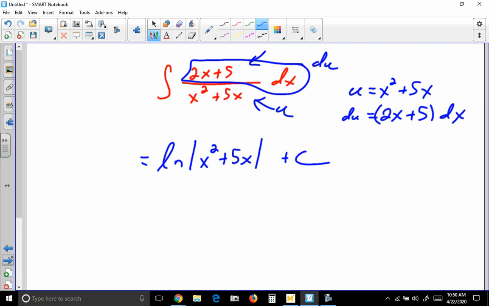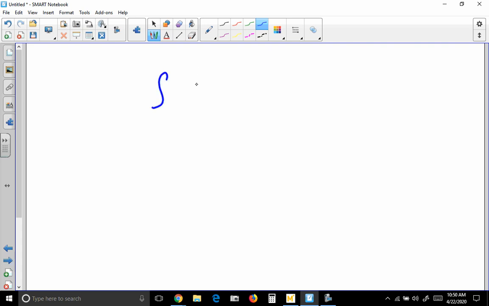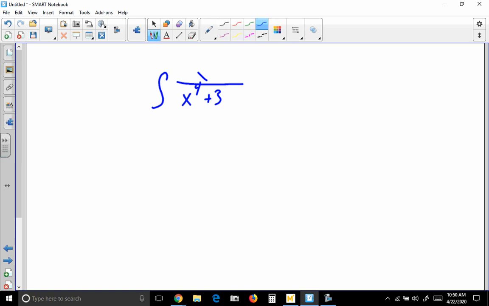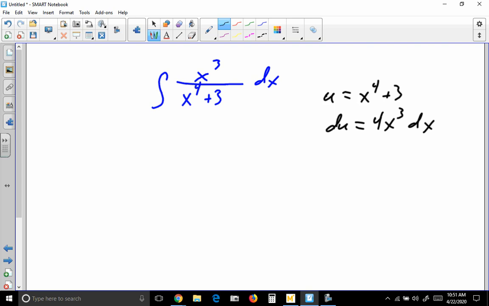Now, occasionally, we'll run into a case where we might not have the same coefficient on top, might not have the coefficient we need. For example, if we let the denominator here be u, then du would be 4x cubed dx. Excuse me. So we have the x cubed in the dx part. What we don't have is the 4. But we've illustrated before that we can fix that.